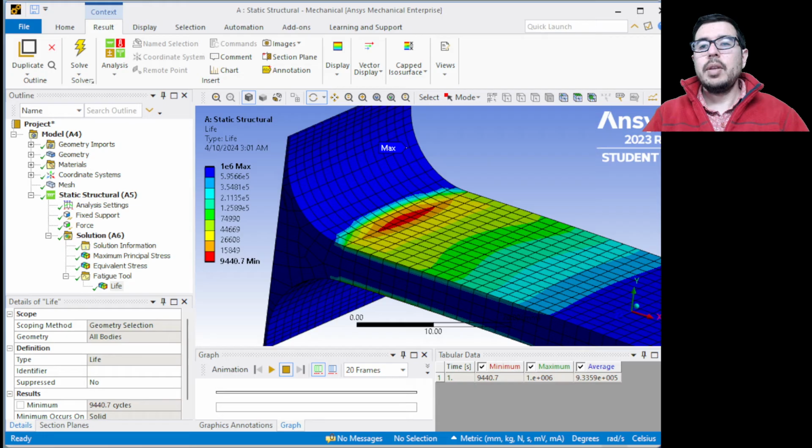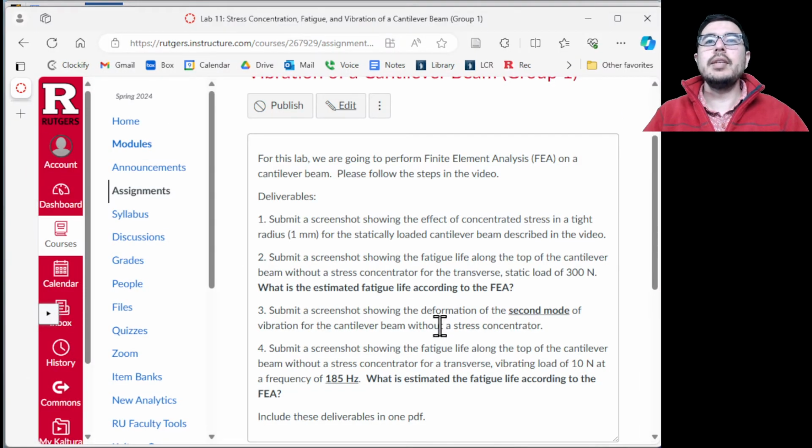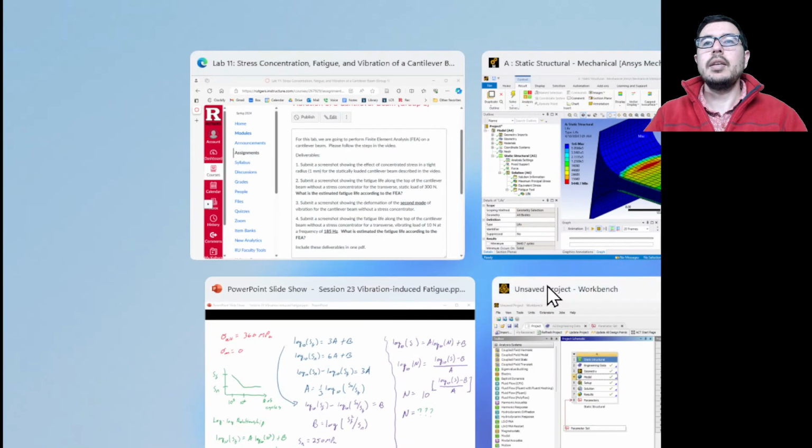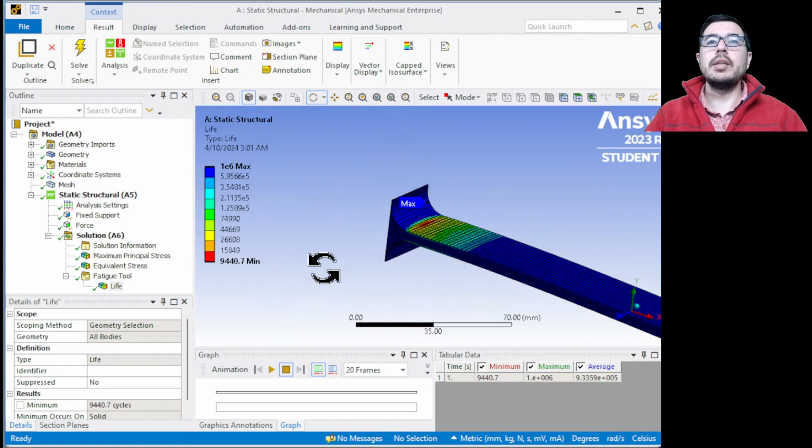And if you're doing this, you might use a screenshot along the top of the cantilever without a stress concentrator, with a static load of 300 newtons, and estimate the fatigue life according to our simulation. So for that, you might come out a little bit and take that shot. And you can also specify whether this is using the maximum principal stress or von Mises.